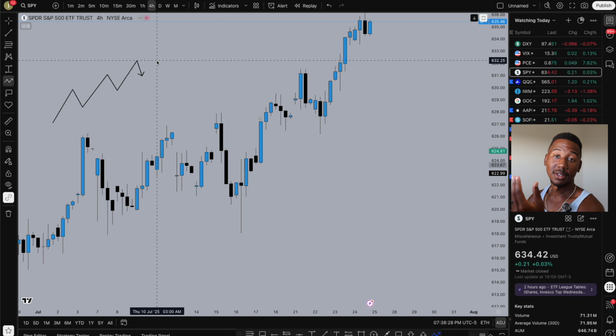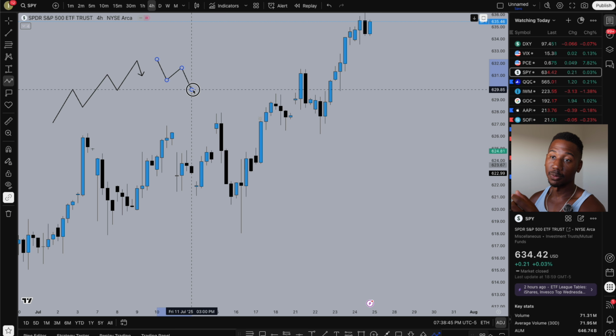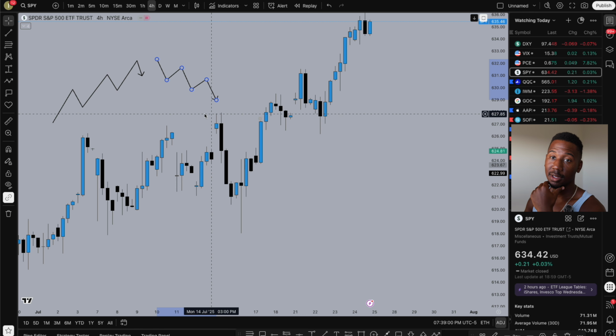Next up, say we started up here. This is our first point. We come down here, we make a low, we pull back, we make a high which is lower than the first point. Then we make another low that's lower than the second point. So from here, we've made a lower high and a lower low. Then we pull back, make another high, a lower high, and then a lower low. This is a downtrend.